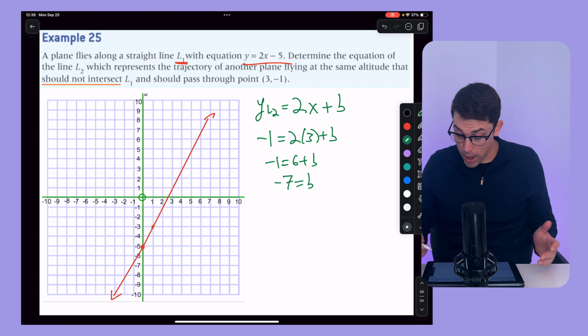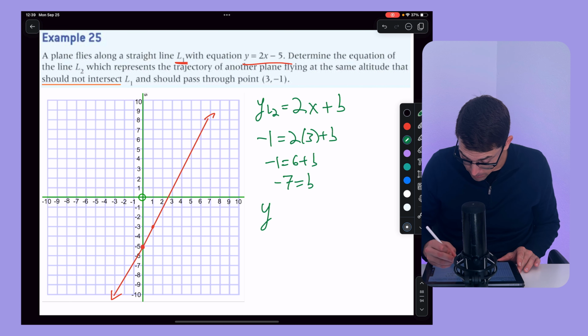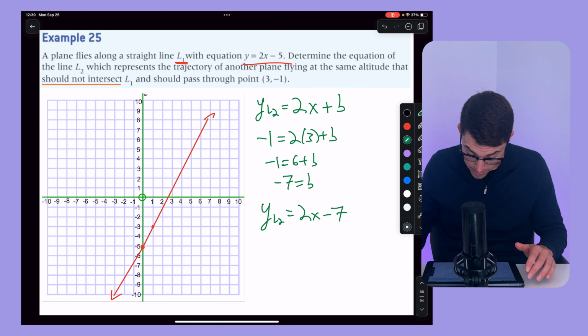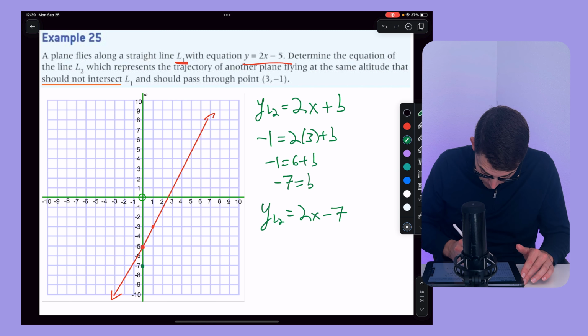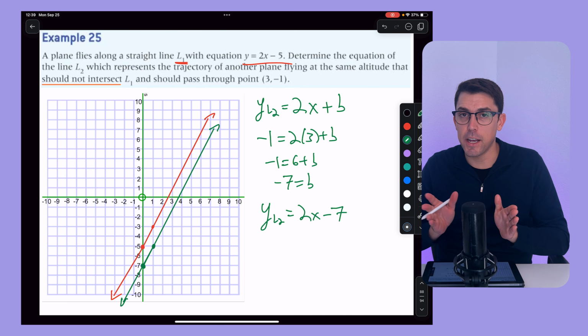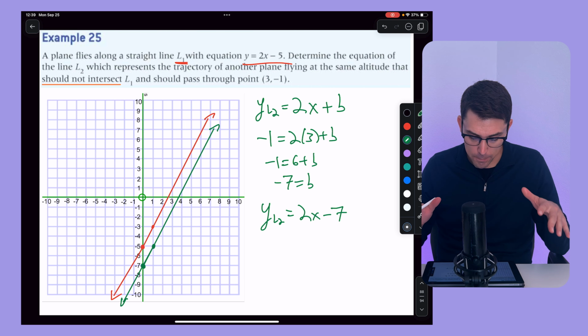And there we go. I now actually have my entire equation, because my line for L2 has the same slope of 2, except this time it has a y-intercept of negative 7. If I plotted that out, I would have negative 7 right here, go up 2, over 1. And if I graph that out, you'll find that it is going to run exactly like so. So again, they're running nice and side by side. They're never going to intersect, so everyone is safe on the plane.